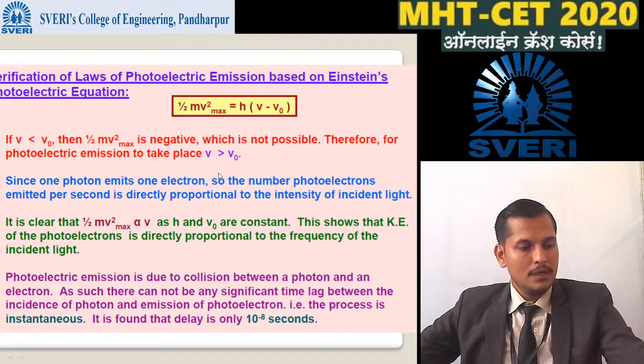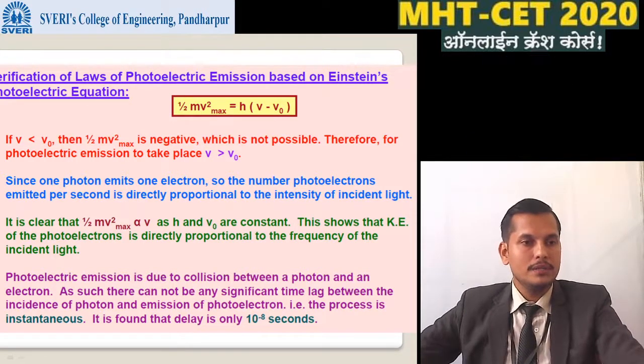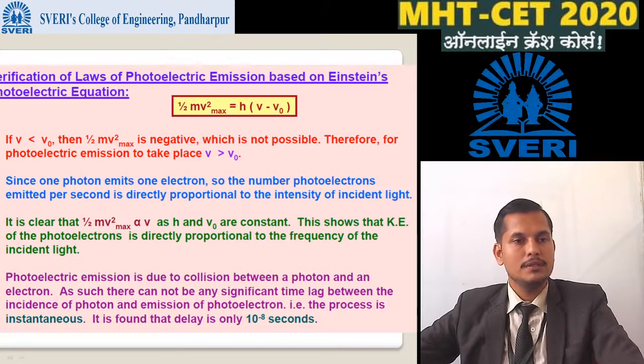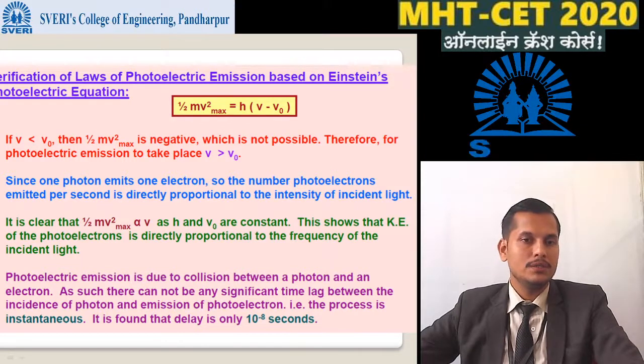Okay, then the next point, since one photon emits one electron, so the number of photoelectrons emitted per second is directly proportional to the intensity of incident light.